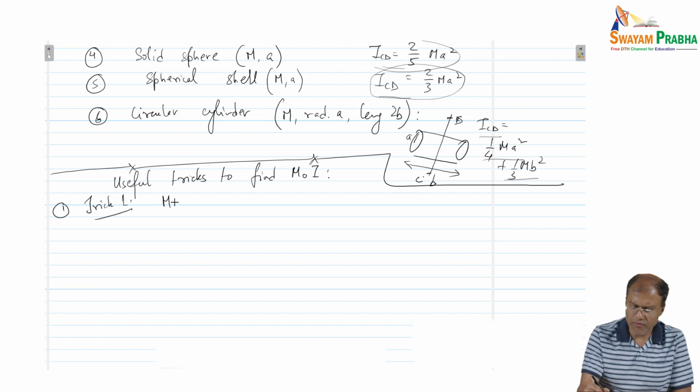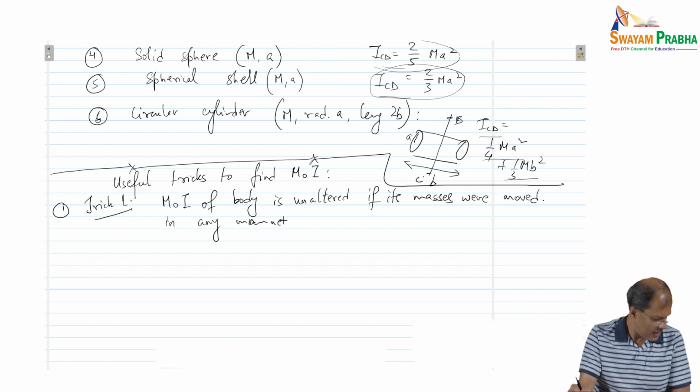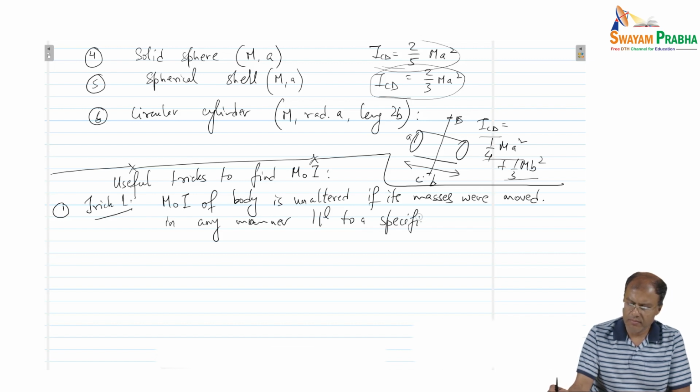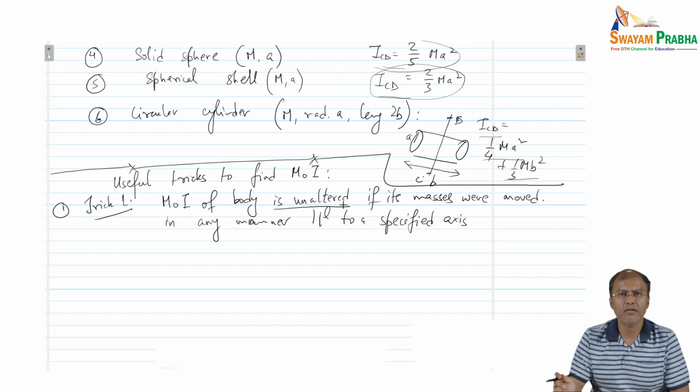is the moment of inertia of a body is unaltered if its masses are moved in any manner parallel to a specified axis, then the trick says that the moment of inertia is unaltered. So to understand this statement, we just see an example.